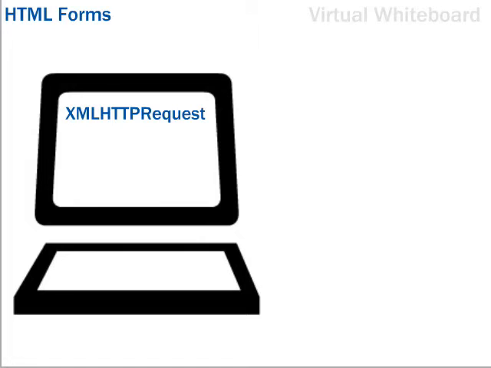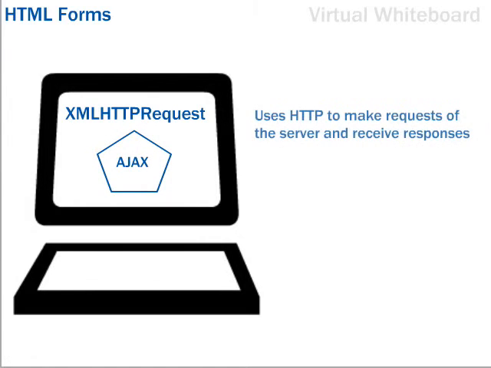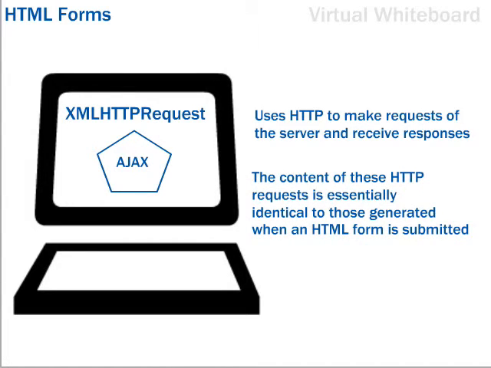The XML HTTP request object at the heart of all AJAX applications uses HTTP to make requests of the server and receive responses. The content of these HTTP requests is essentially identical to those generated when an HTML form is submitted.